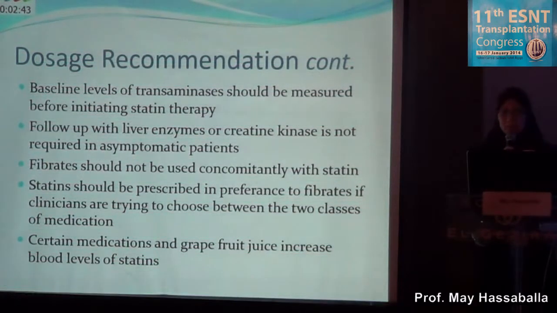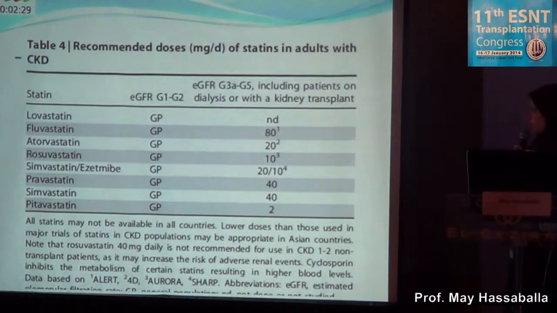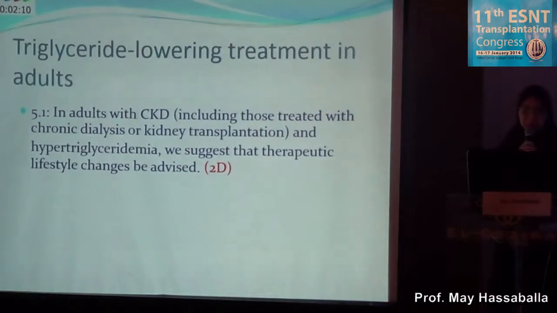Fibrates should not be used concomitantly with statins. Statins should be prescribed in preference to fibrates if you have to make a choice between both. And certain medications like cyclosporin, for instance, and grapefruit juice, increase the blood level of statins. So these are the recommended doses: fluvastatin 90 milligrams, which has to be reduced to 40 if the patient is using cyclosporin, atorvastatin 20 milligrams, simvastatin 20-10, and rosuvastatin 10 milligrams, which has to be reduced to 5 milligrams if the patient is receiving cyclosporin.